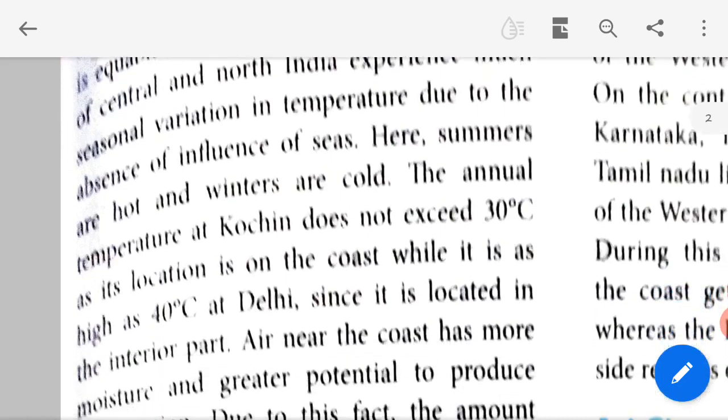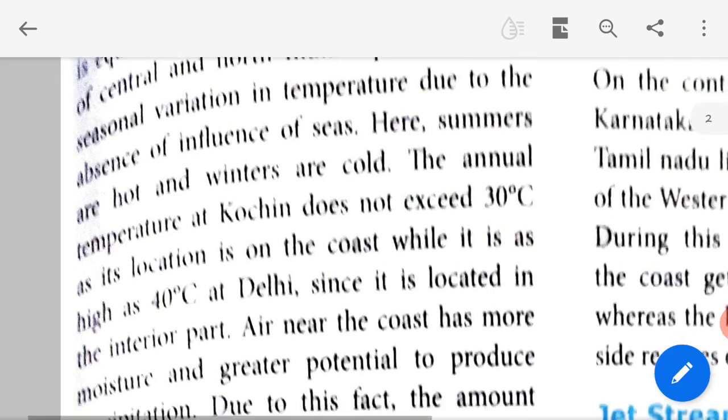The annual temperature, annual means the whole year temperature, at Cochin, which is in the south, does not exceed 30 degrees Celsius, as its location is on the coast.